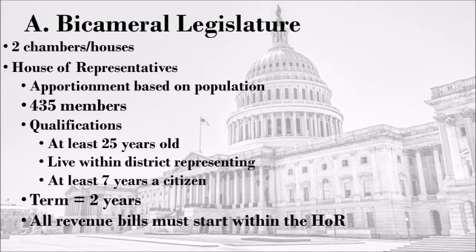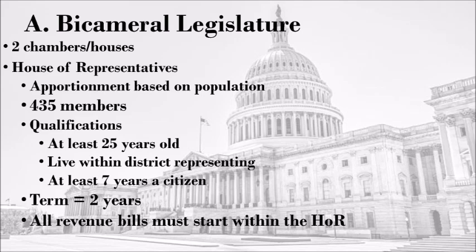The House has a total of 435 members. The Constitution provides that each state will have a minimum of 1 member in the House, and then the apportionment calculation divides the remaining 385 seats among the 50 states. Congress decides the method used to calculate the apportionment.